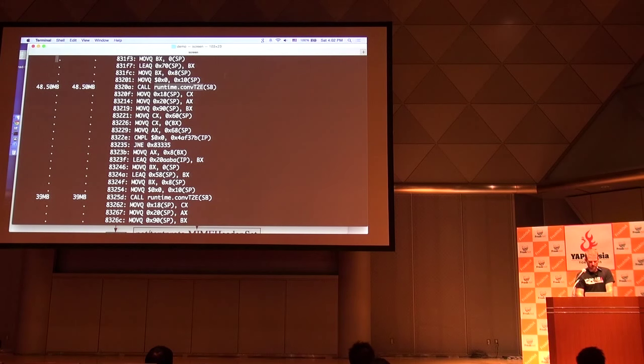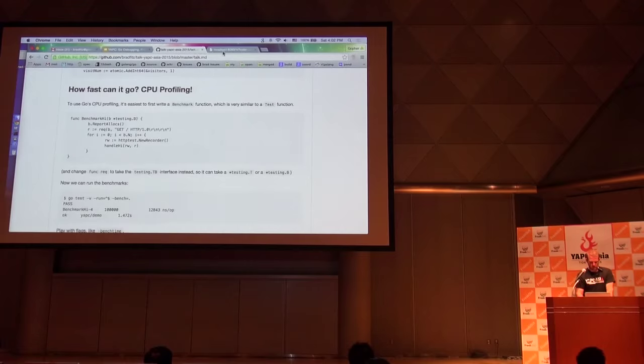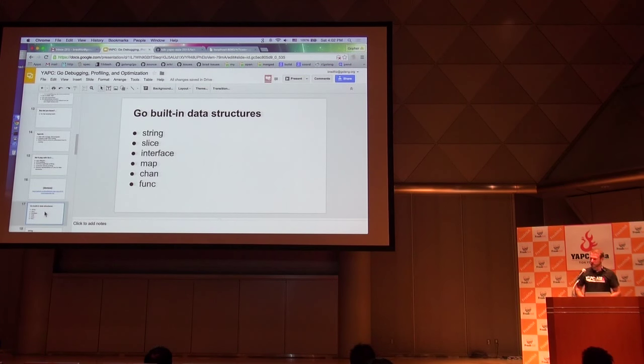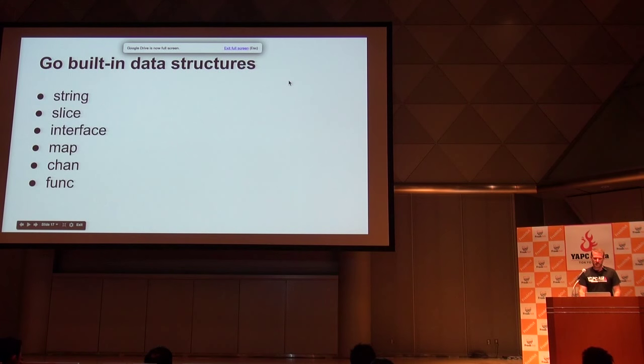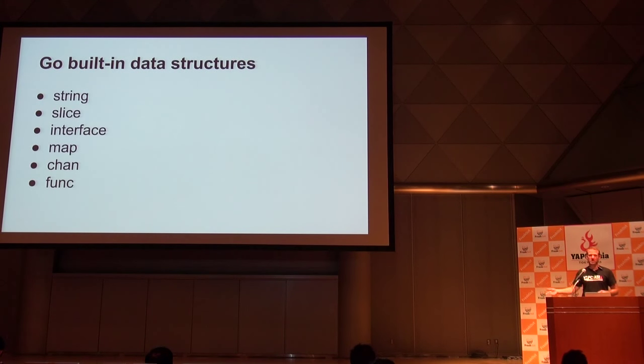And so a quick diversion into Go data structures. Just like how Perl has AVs and CVs and HVs, Go has a couple of core data structures that you should know. In Go, you can have a string, which is just an immutable set of bytes. You have a slice, which is a mutable set of items, which could be anything. An interface, which is something that can do something, including the empty interface, which is something that can do nothing, which is everything, because everything can do at least nothing. And then you have a map, a channel, which is something you can communicate between goroutines on, and func.